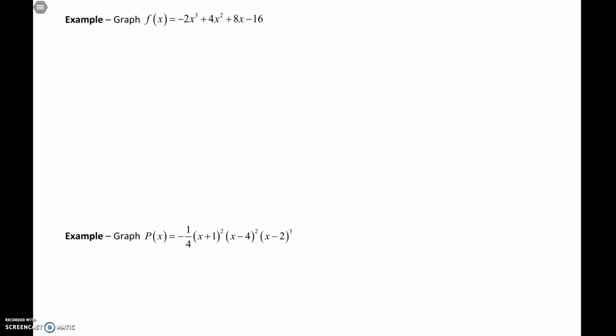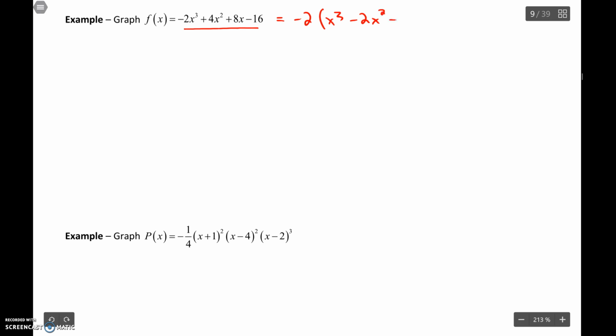All right, so I want to graph this polynomial, so I need to factor it. I'm going to first factor out a -2. If I take a -2 out as the GCF, that gives me x to the third minus 2x squared minus 4x plus 8. Now I'm going to factor a 4-term polynomial by grouping.